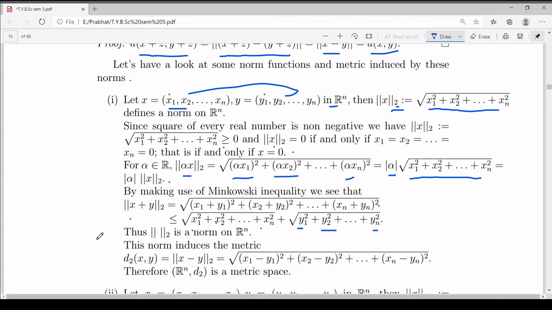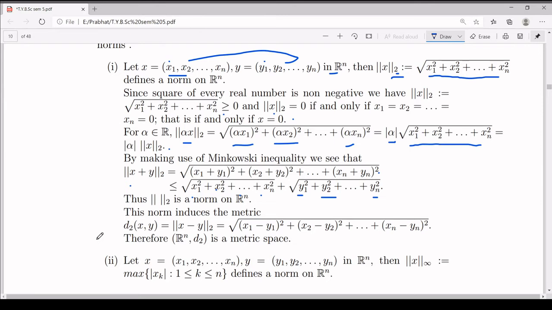And now which metric will this norm function induce? If you take norm of x minus y, it will be the square root of (x1 minus y1) square plus (x2 minus y2) square plus ... plus (xn minus yn) square, and this is your general Euclidean metric. That means your distance function, you can say. Now we had used the notation d2 for this metric, therefore here also I use the norm 2 for this function, because norm 2 gives rise to the metric d2, or metric d2 is induced from norm 2. So this is the first example.